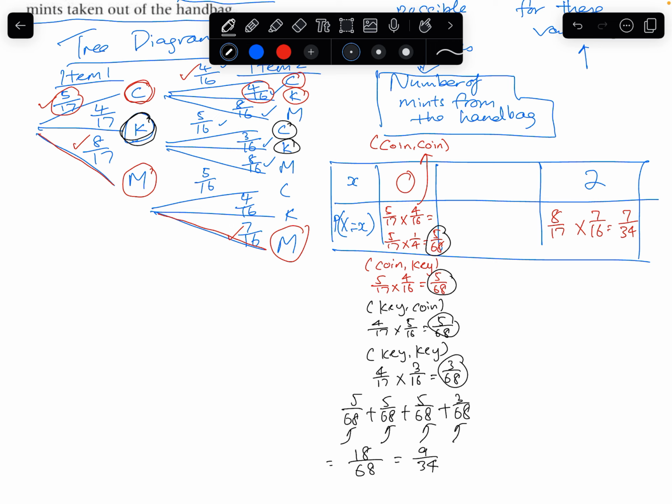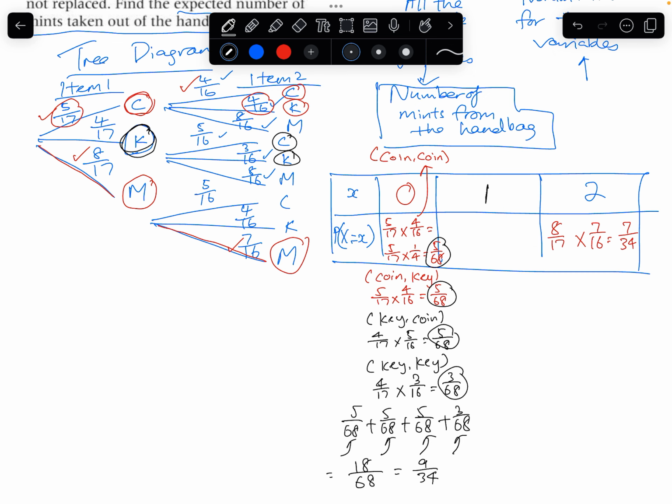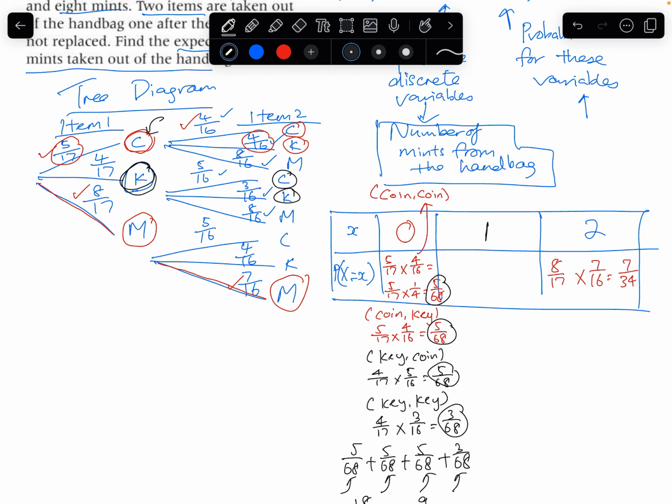Now, that brings me to the final outcome, which is when would I actually just get 1 mint? Again, if we look at the tree diagram, there will be 4 outcomes as well that give me 1 mint. So again, we need to look at the possibilities, because I could have the first item be a coin. I could also have the second item be a mint. So I'm just going to write this down. I could have a coin and I could have a mint. So that's one possibility.